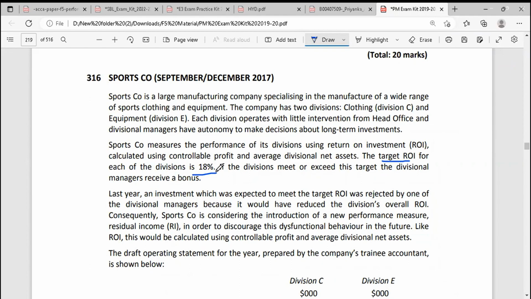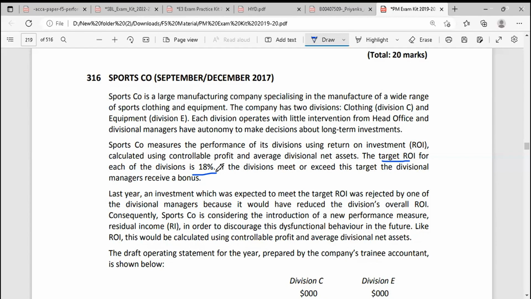Last year, an investment which was expected to meet the target ROI was rejected by one of the divisional managers because it would have reduced the division's overall ROI. Consequently, sports company is considering the introduction of a new performance measure, RI, residual income, in order to discourage this dysfunctional behavior in the future. Like ROI, this would be calculated using controllable profit and the average divisional net assets.